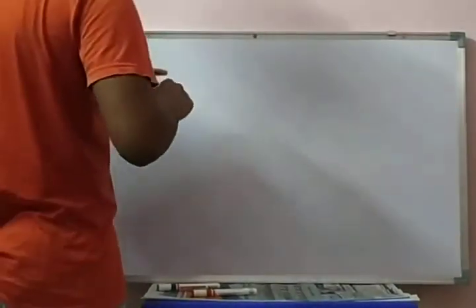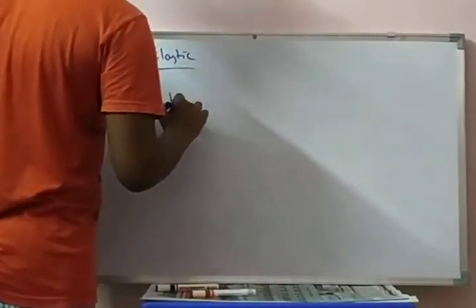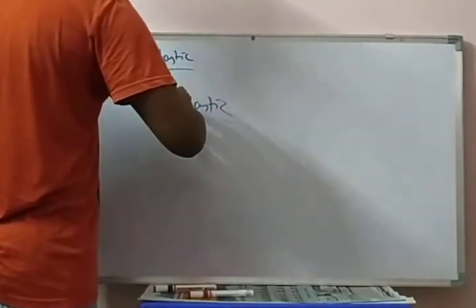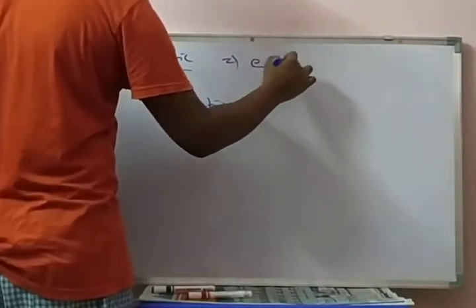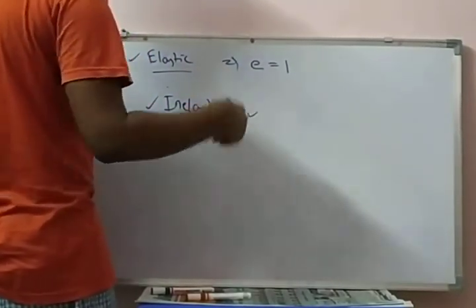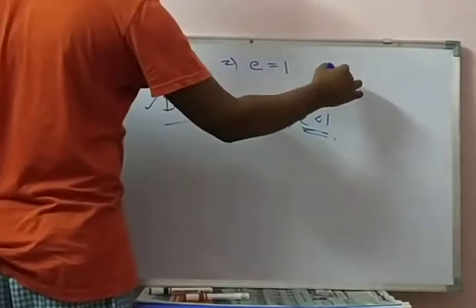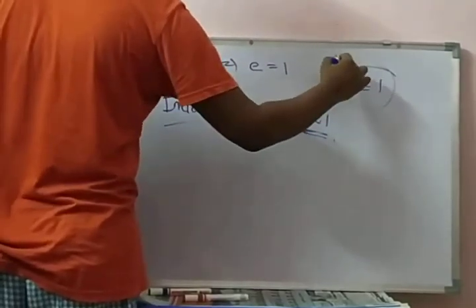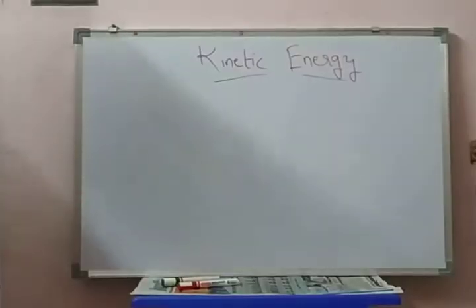So for elastic and inelastic collisions, we discussed elastic and inelastic collisions. For elastic collisions, e is equal to 1, but for other collisions like inelastic, head-on and oblique, e is less than 1. So e is less than or equal to 1. This is the limit of the coefficient of restitution during collision.